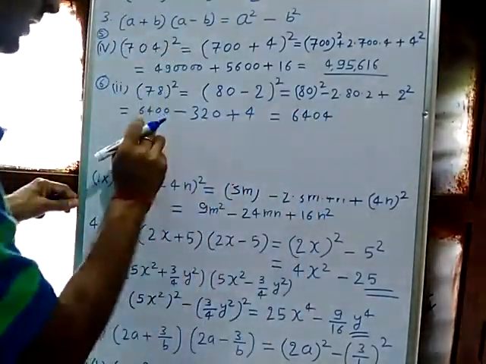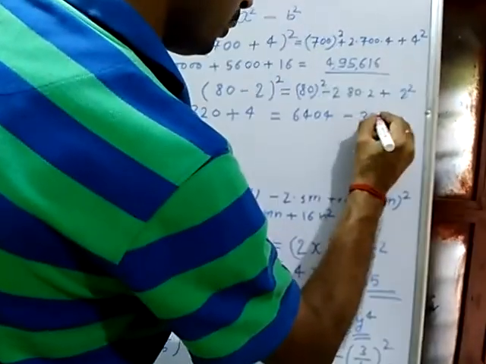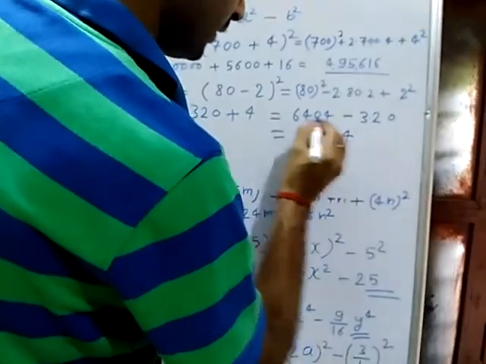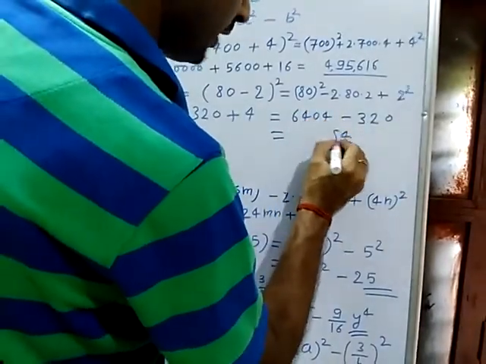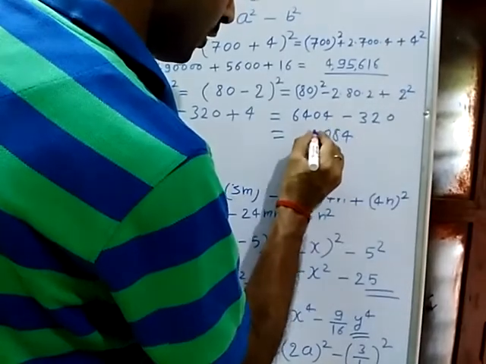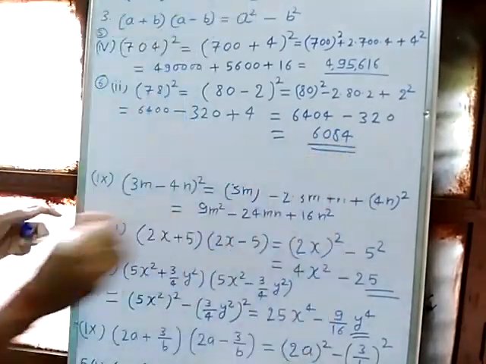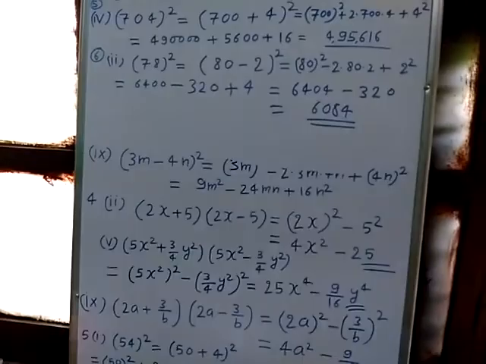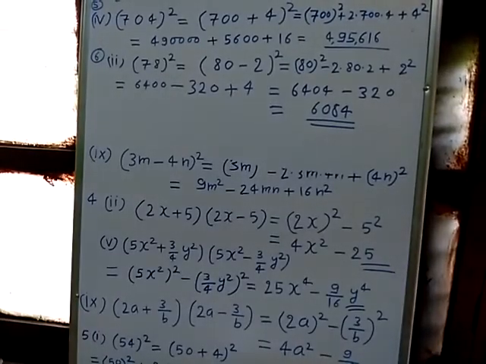First we add the 4, then minus 320. Then subtract it. What will you get? Here 4, then 0. Carry over, 10 minus 2 is 8. Here 3 minus 3 is 0. Here 6, 6, 0, 8: 6084. Are you getting it now? 6084. Is it clear? 6084. Correct.